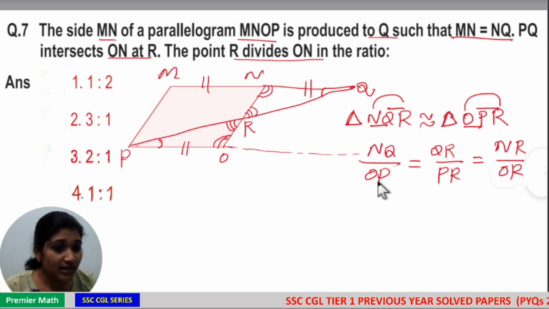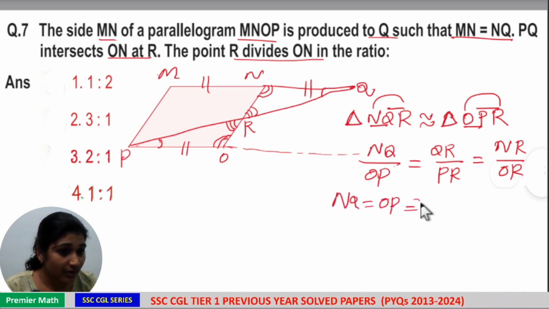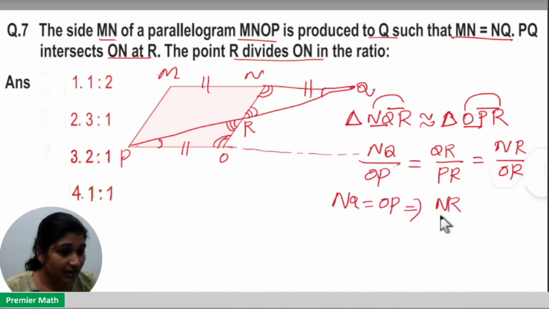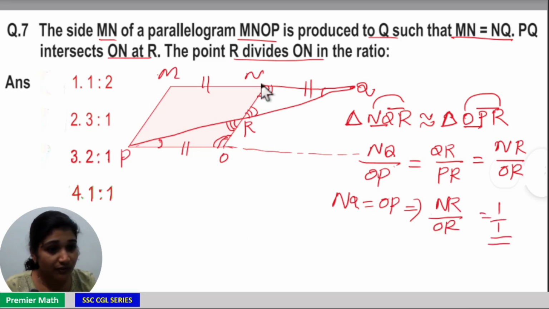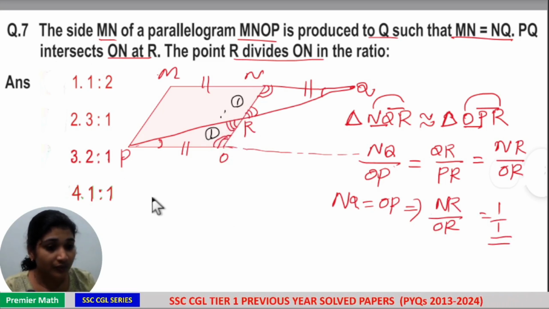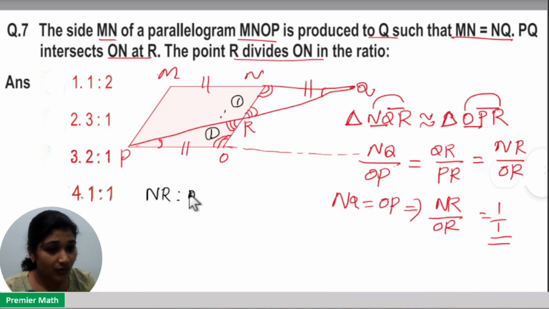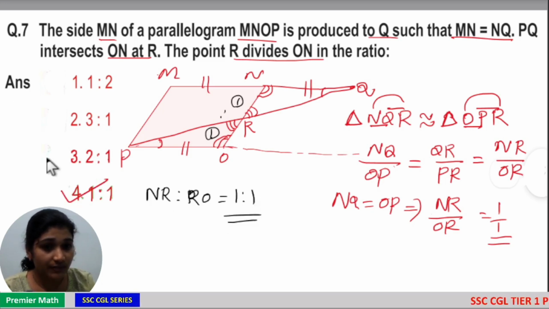Here NQ is equal to OP. Means here NR divided by OR is equal to 1:1. So if you look, NR by OR is in 1:1 ratio. So NR to RO is in 1:1 ratio. Option 4 is your answer.